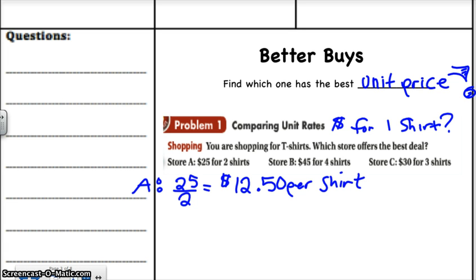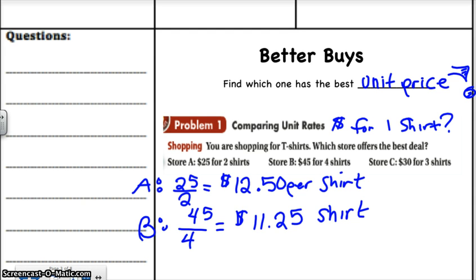All right, that's not bad. I don't know, I'm pretty cheap with my shirts. I don't like to spend that much. Let's see what store B is all about. $45 for 4 shirts. So I'm going to go $45 divided by 4. What does that equal? You're going to be able to use a calculator on this lesson, so make sure to be bringing them lately. 45 divided by 4 is $11.25. Oh, getting cheaper. $11.25 for a shirt at store B.